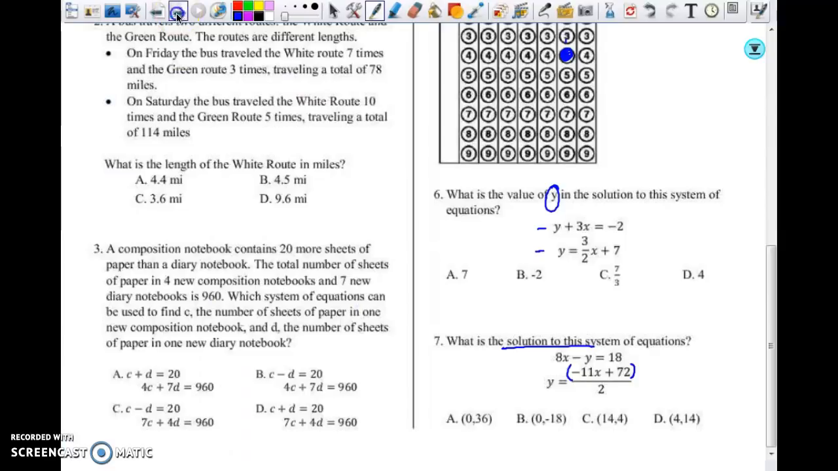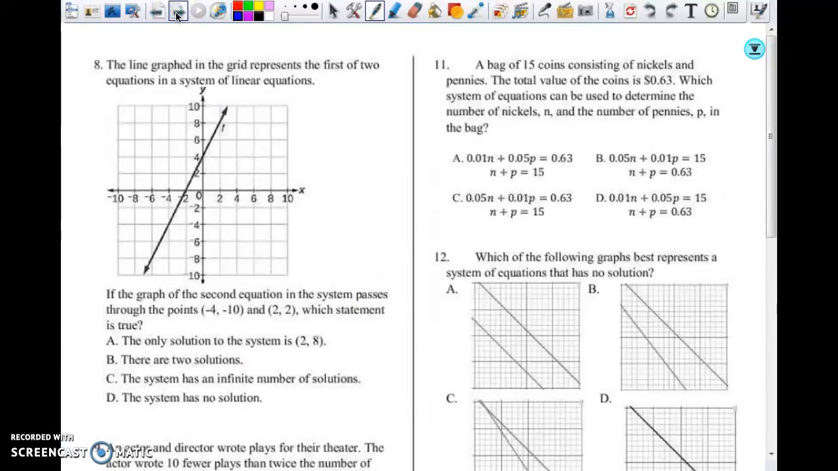Then on the back, for number 8, this one we're taking it back a little bit. You got to think. The line graph in the grid represents the first of 2 equations in a system. All right, so this is the first line. If the graph of the second equation in the system passes through the points negative 4, negative 10, and 2, 2, which statement is true? So here's one line, and then we don't even have an equation. All we have is points.